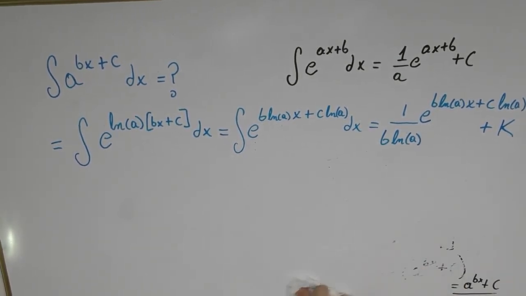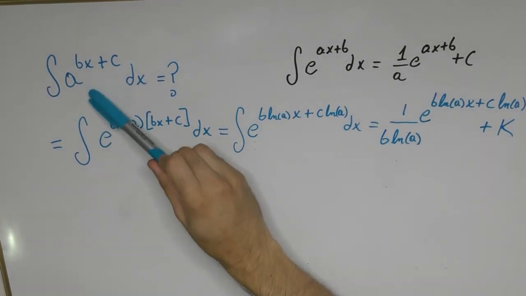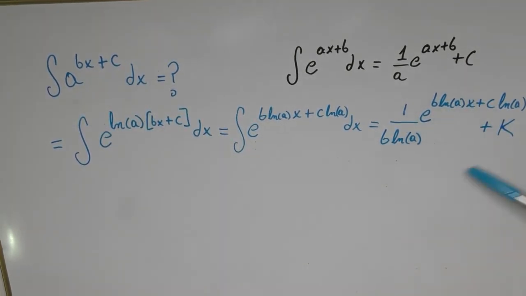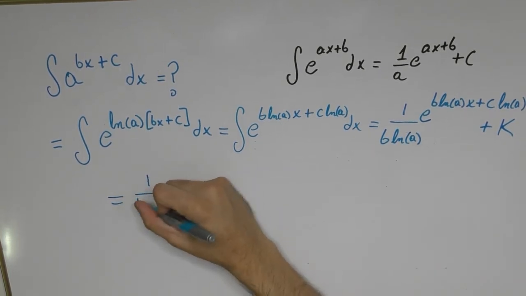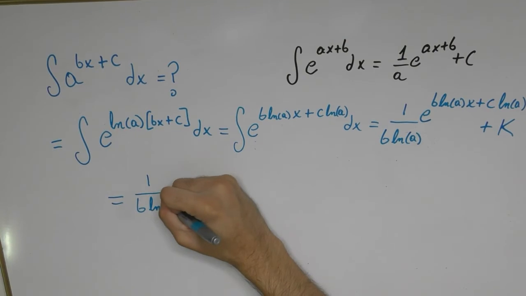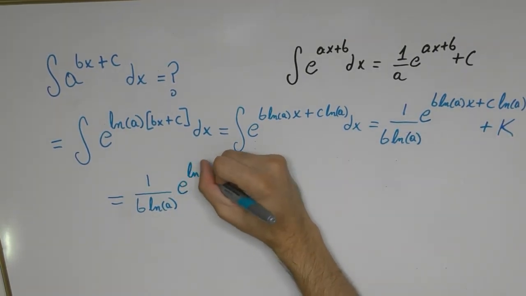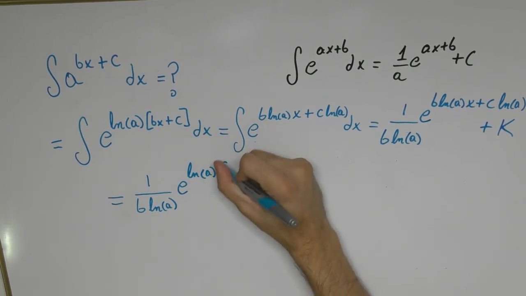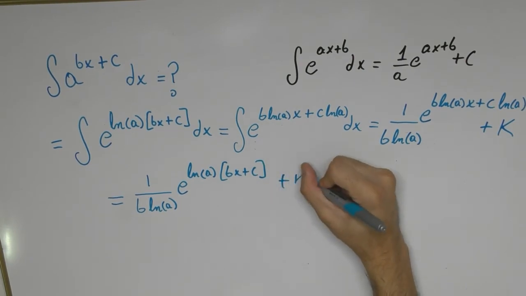Now, of course, this is not very useful if we want to express the answer in terms of the original function, which was a to the power of bx plus c. So let's change that back by performing the same manipulation. We're going to go back here and simplify this by writing 1 over b times ln a. And here we're just going to have the natural log of a times bx plus c, plus some arbitrary constant k.